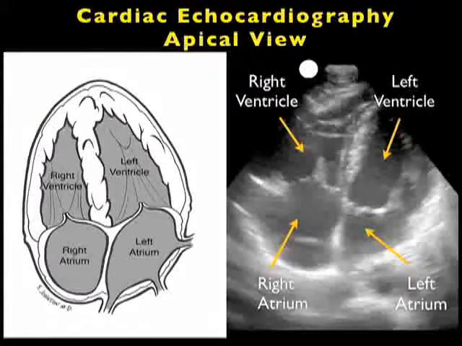We also see the valves, the tricuspid valve to the left and the mitral valve to the right in between the left atrium and the left ventricle. We can also appreciate the white line surrounding the heart, which is the pericardium. Now let's take a look at a video clip showing the apical view of the heart in action.